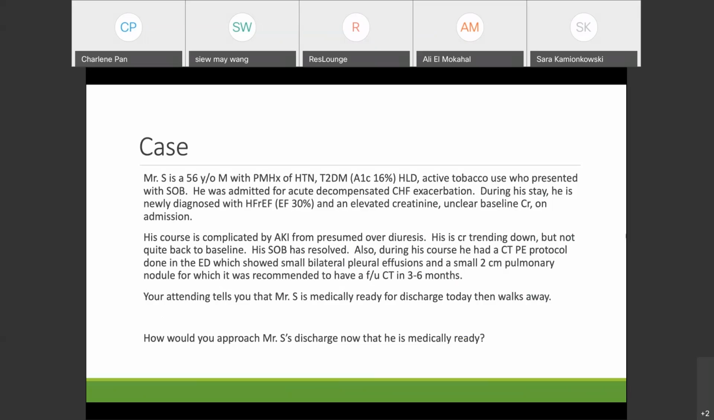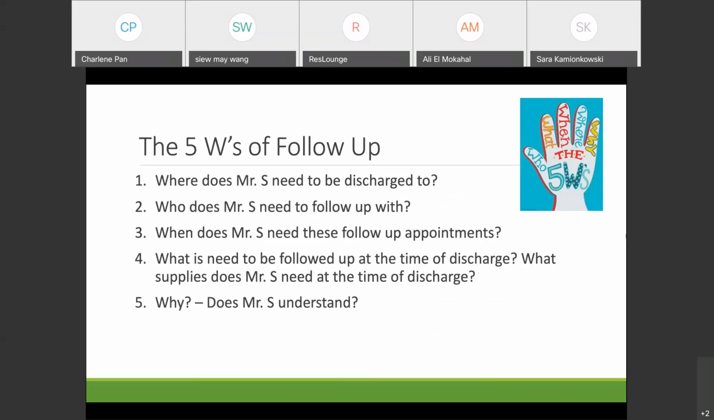The way that I like to think about it is the 5 W's of follow-up. This just keeps you organized so that you don't miss things. There's not one right way of thinking about it, but this is pretty easy. The first question is, where does he need to be discharged to? Is he going home, a SNF, LTAC, or PM&R? And who does he need to follow up with and when? And then what does he need at the time of discharge? By that I mean labs, imaging, that kind of thing. And then does he need any supplies? And why? Does he understand all of this? That's really important for this.